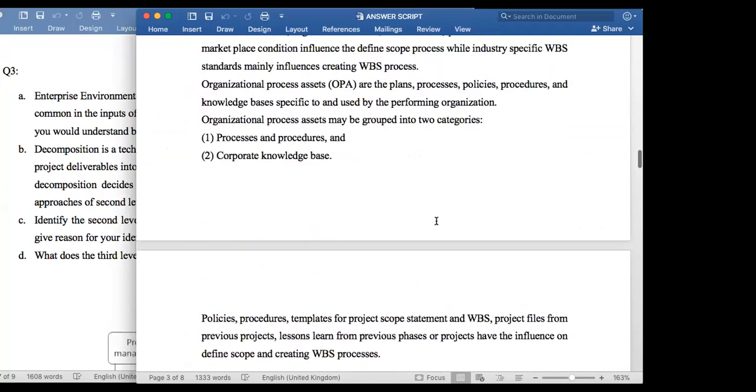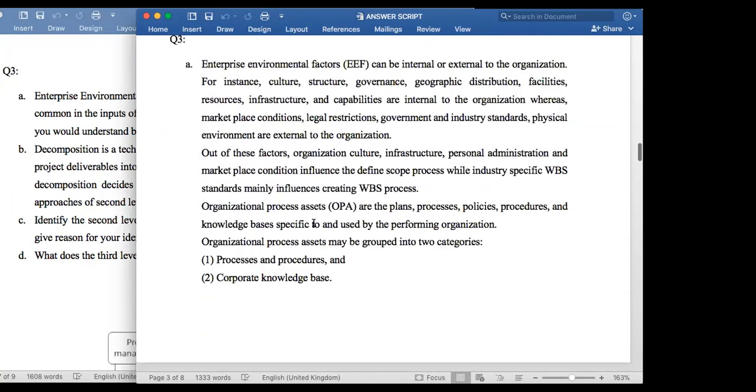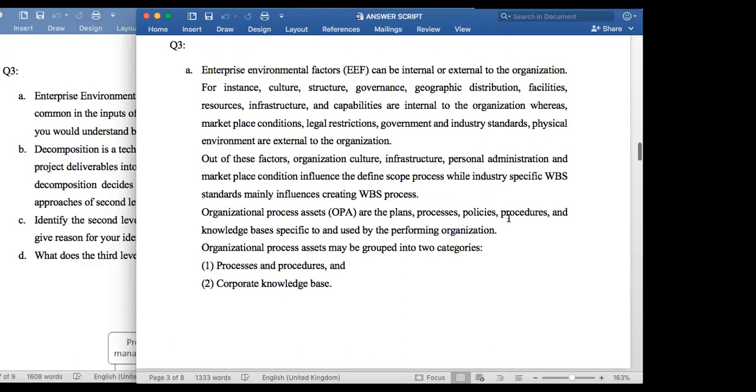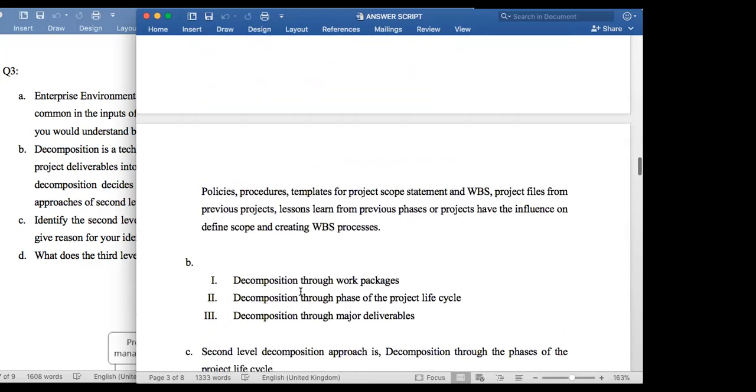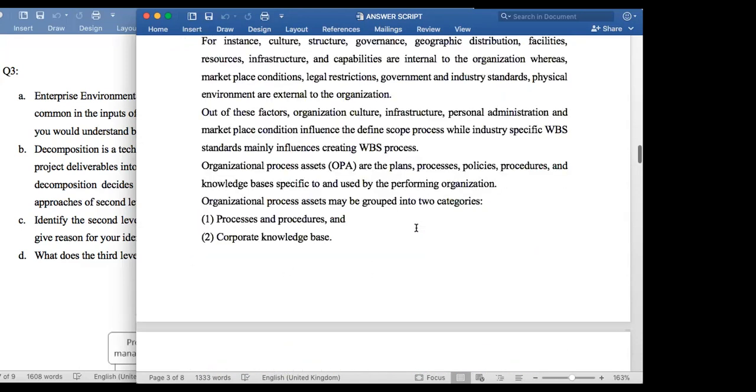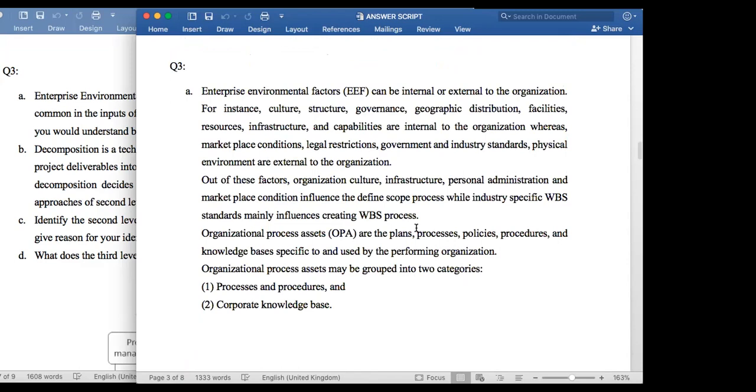Within the organization, process assets are the plans, processes, policies, procedures, and knowledge bases specific to the use of the performing organization. Organizational process assets may be grouped into 2 categories: processes and procedures, and corporate knowledge base. Policies, procedures, OPA, EF. I think enterprise environmental factors can be internal or external.